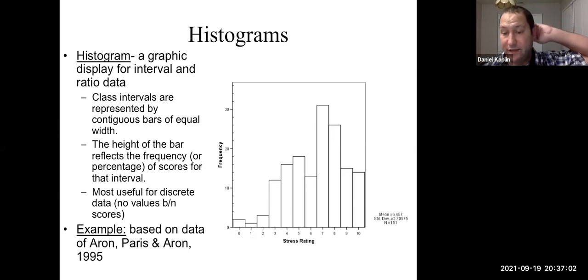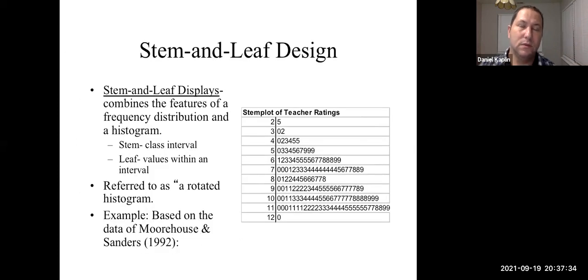So the stress, there are units from 0 to 10, but the response choices were in units of 1. So now in a histogram, because you're using scale data, the bars are going to touch and they're no longer distinct categories. And then still though, in the y-axis, you have your frequency, right? Number of participants who identified with a given stress rating.